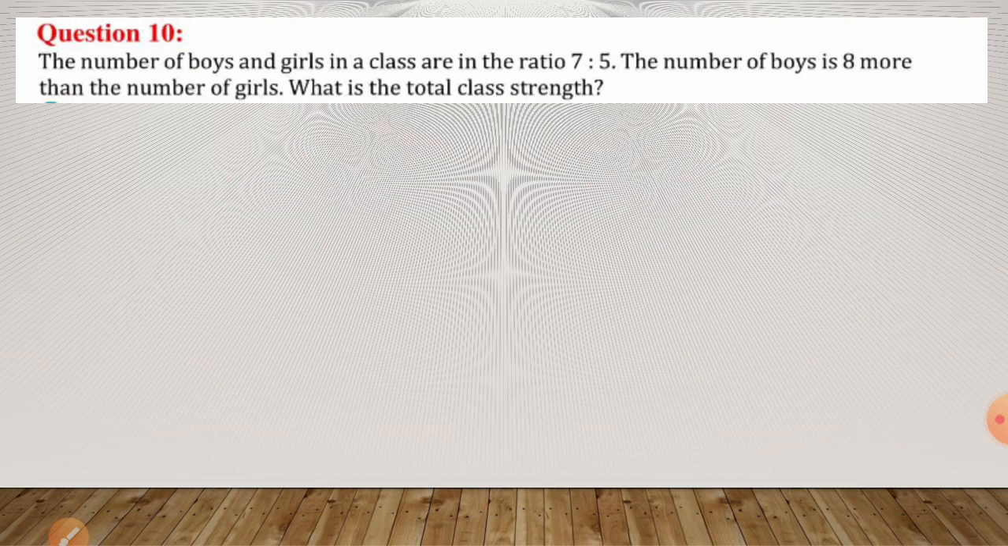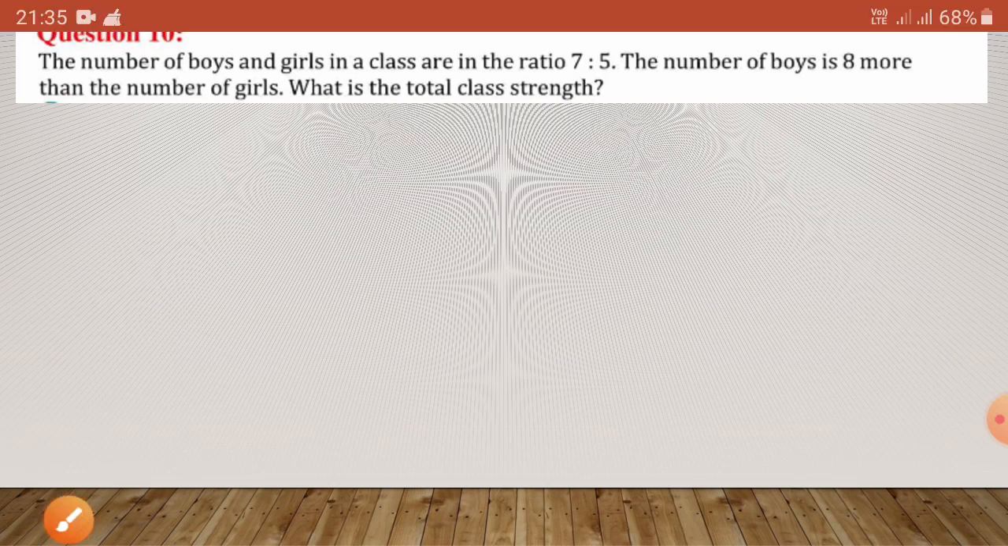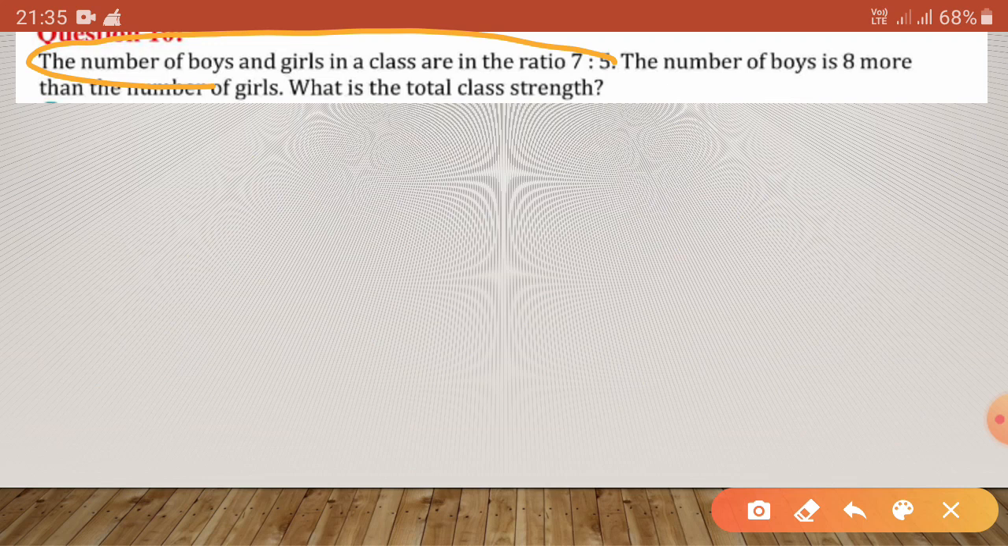The question is, the number of boys and girls in a class are in the ratio 7:5. The number of boys is 8 more than the number of girls. What is the total class strength? So at first we have to find out the number of boys and girls, then if we have the sum of these numbers, we will have the total class strength. Okay, so read the first statement. The number of boys and girls are in the ratio 7:5.